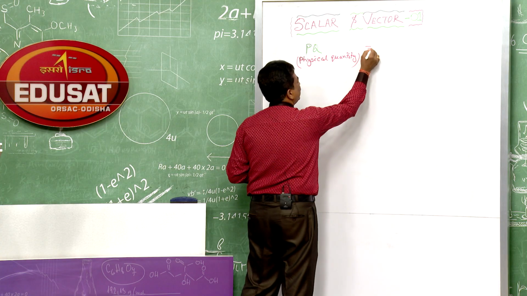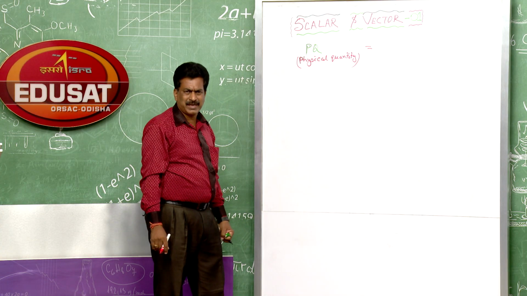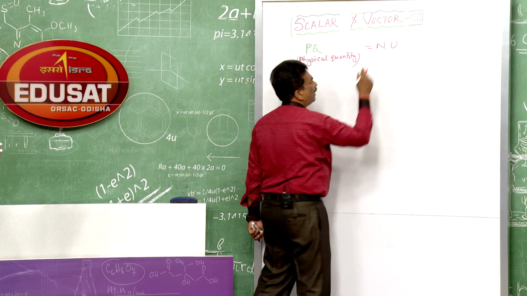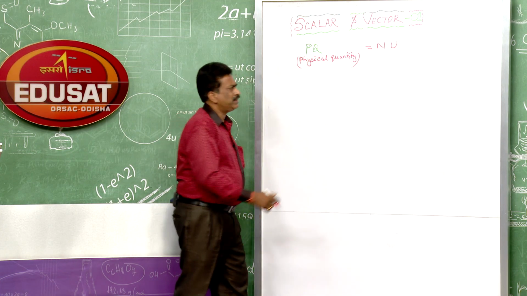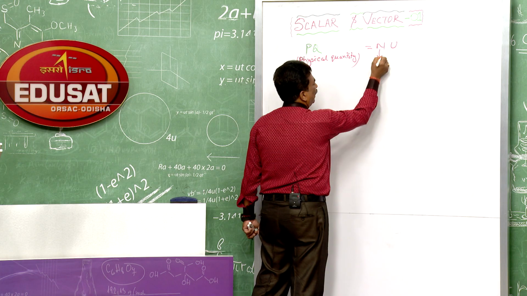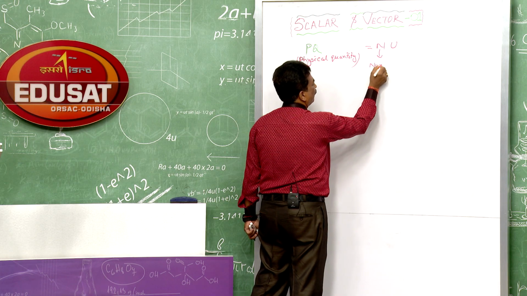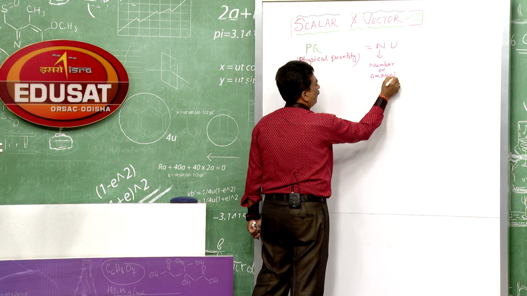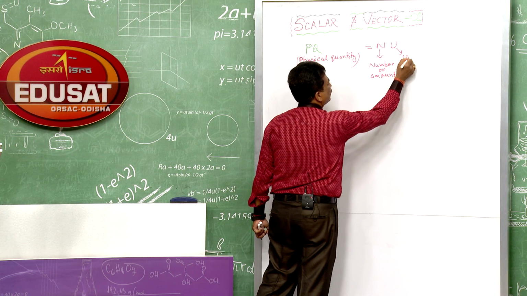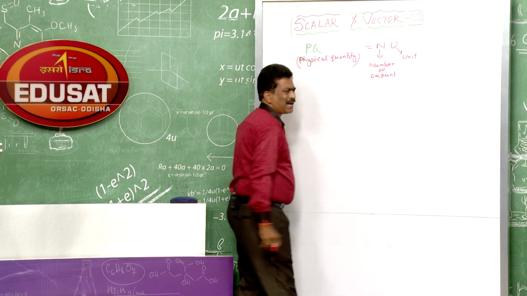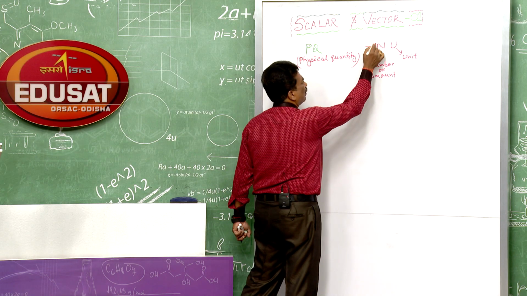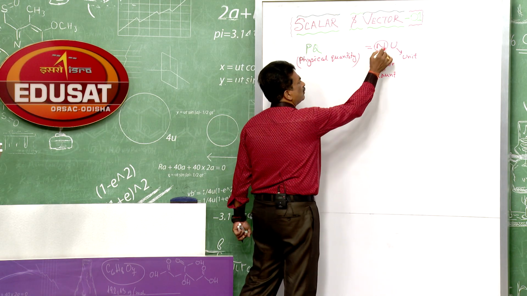And what is that physical quantity? How is it to be represented? With n and u. What is this n? N is the number, or you can say the amount. U is the unit.